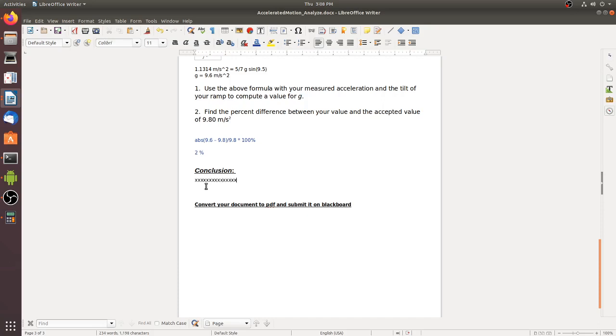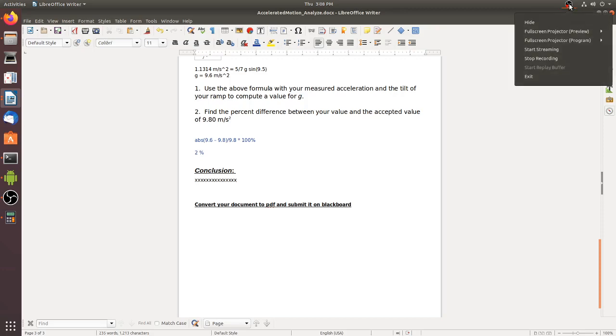You can write it. Okay, so then I'm going to save this document so that I can go back to it later. And then I'm going to convert it to PDF, and then I'm going to submit it on Blackboard like we have. And that's it for lab this week. Back to building next week.